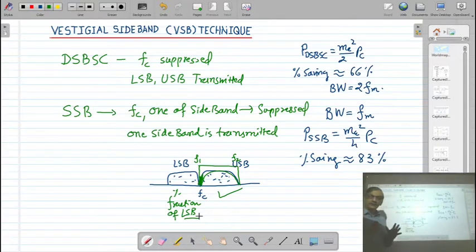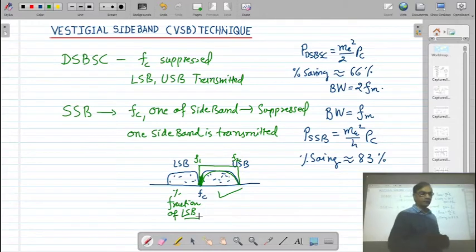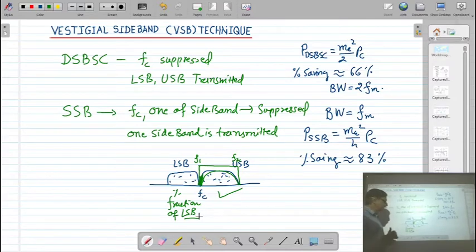The designing of the filter is going to be simplified, and the complexity of the circuit for the transmitter as well as for the receiver is going to be reduced. Therefore we are going for a vestigial sideband.